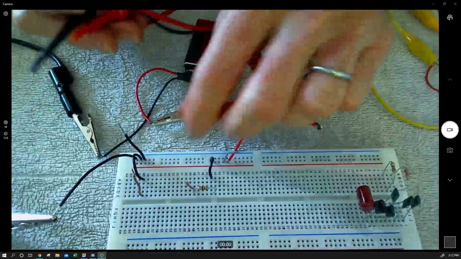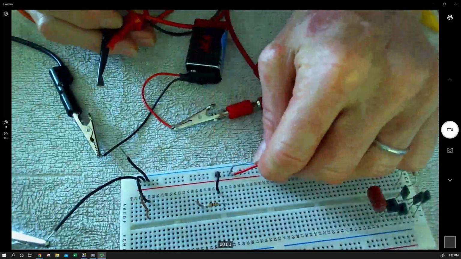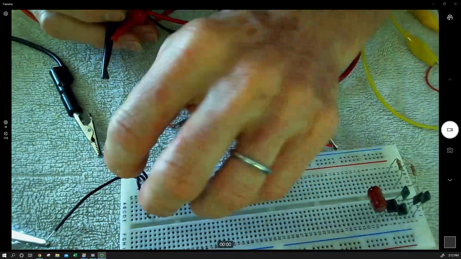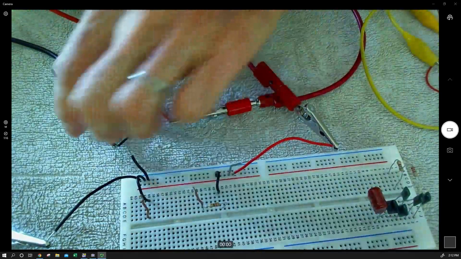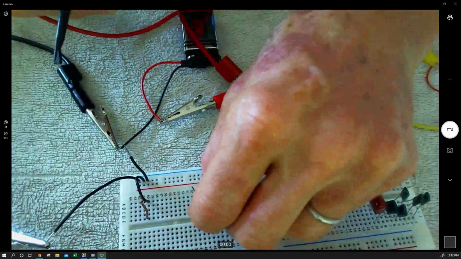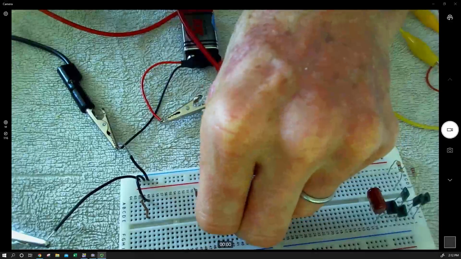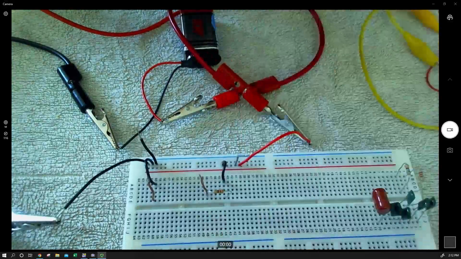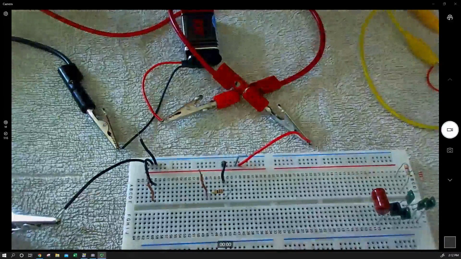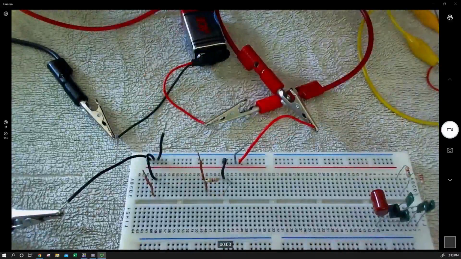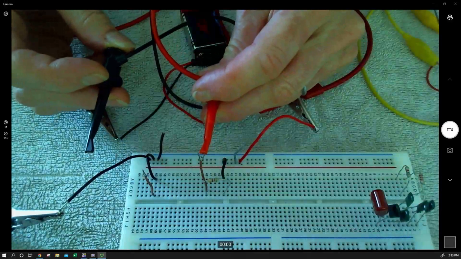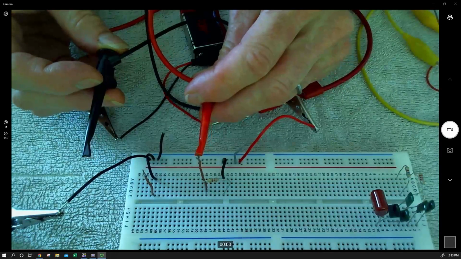Let me make sure it's hooked up. Everything's continuous. Okay, now we're going to make the measurement and I'll call it out. Something was not continuous where it should be.